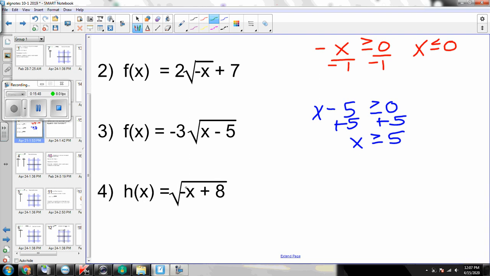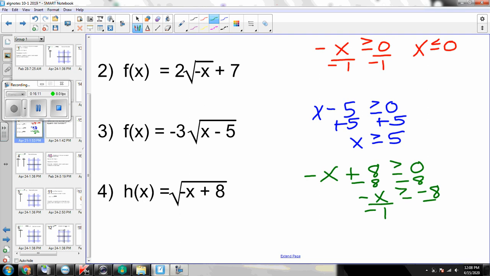On the last one, I have negative x plus 8 under the radical. So that means negative x plus 8 has to be greater than or equal to 0. What's under the radical has to be a number greater than or equal to 0. I'm going to take this inequality and solve it for x. First I'm going to subtract 8 from both sides to get negative x is greater than or equal to negative 8. Then I'm going to divide by a negative 1. When I do this, I'm going to have to flip my sign because I divided by a negative, and my answer would be x is less than or equal to 8.